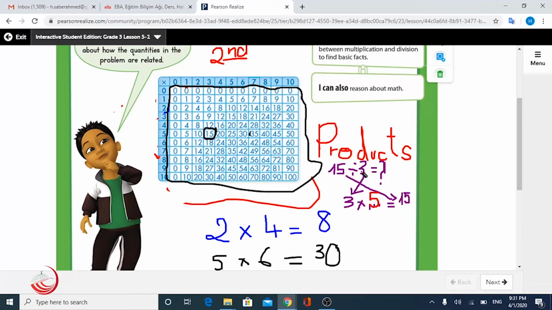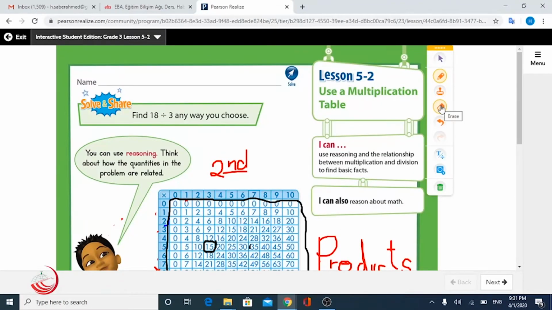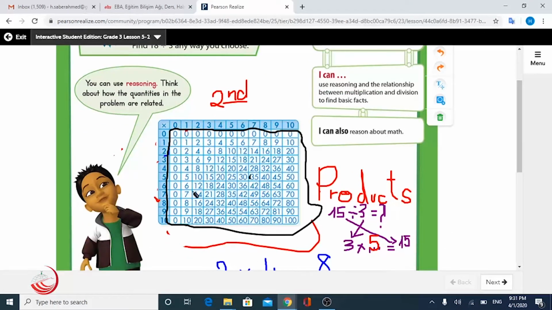Now, 3, we said that 3 is a factor, the first factor. There's another 15, so why don't we erase this one so we will not miss things. There is another 15 right here. Now the first factor in the multiplication is 3. I will go to 3.